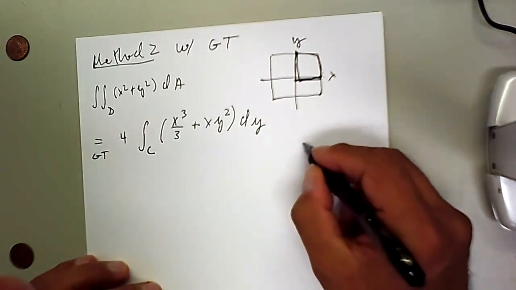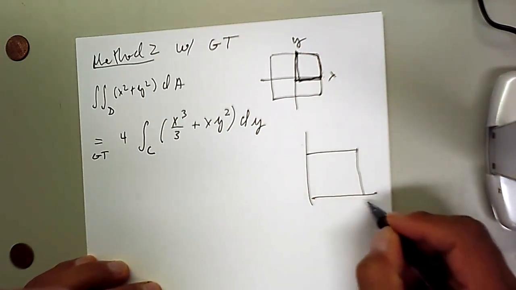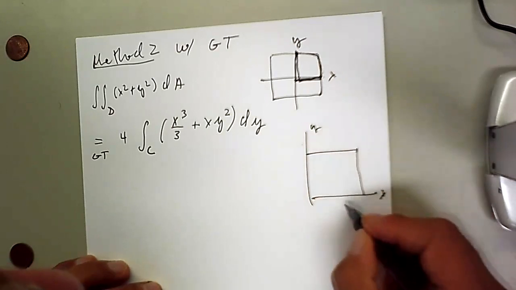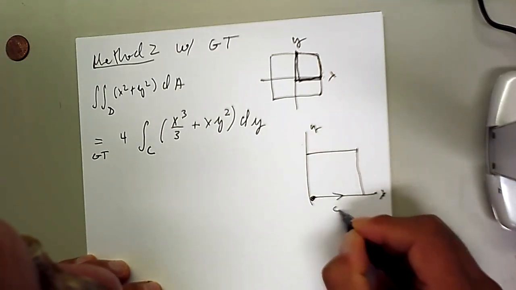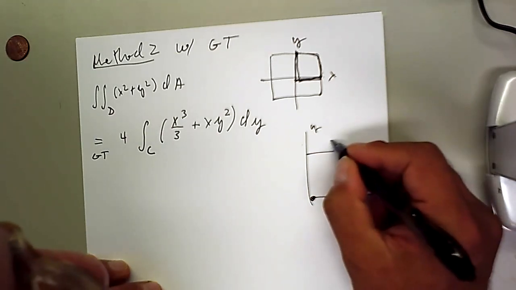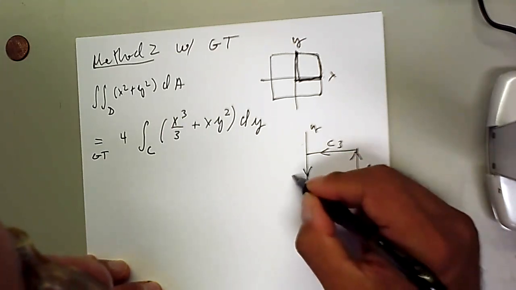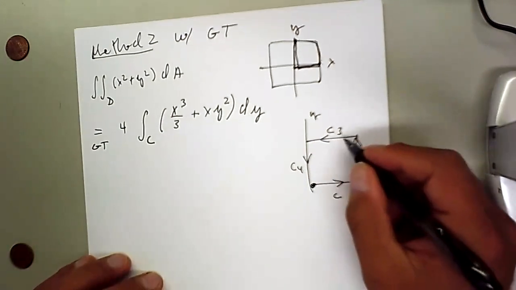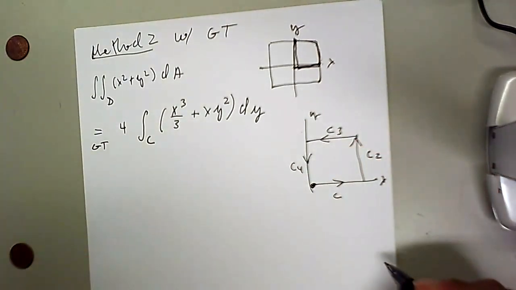I'm going to draw a bigger picture. So there it is, the x-axis, the y-axis. And we're going to further split. We're going to start here. We're going to split this into C1, C2, C3, and coming back around C4. Remember, in order to use Green's theorem, we have to go in the counterclockwise direction.